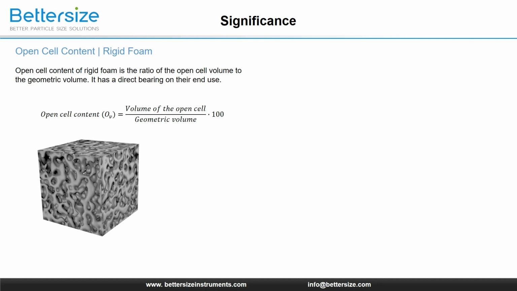Rigid foam has a similar porous structure to powders. As we can see, the foam has closed cells, open cells, and cell walls. We can measure the different volumes of foam to study their properties. The open cell content refers to the percentage of the geometric volume of the foam that is occupied by open cells. It has a direct bearing on its end use.